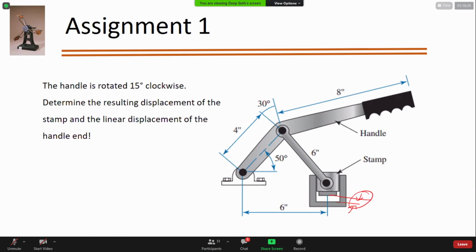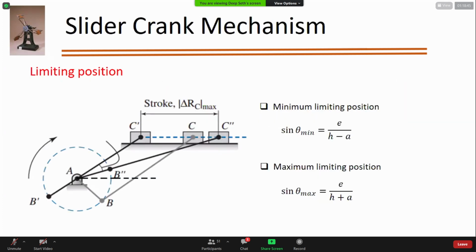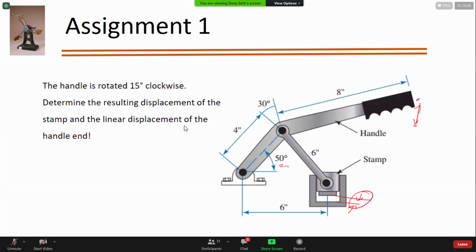And also the linear displacement of the handle end. So let's say it was here. How much linear displacement has happened to change this value by 15 degrees? This is what you have to find, and you can try it at home.